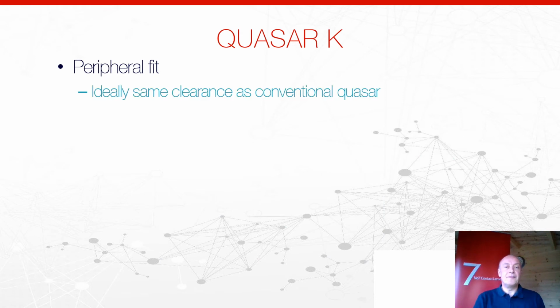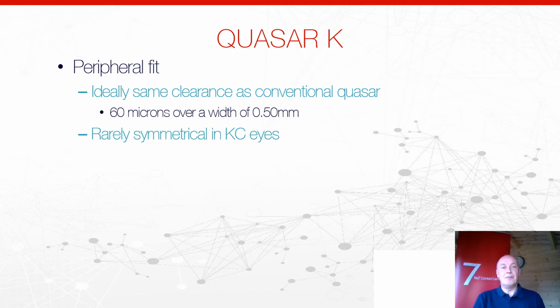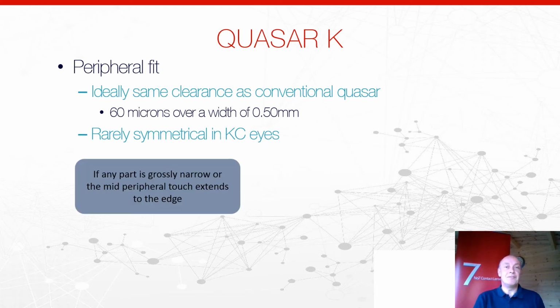Looking at the peripheral fit, again we're looking for similar kind of clearance as we would to a conventional design. So we're looking for 50 or 60 microns clearance over about ½ mm width. As always, it's very unlikely to be symmetrical with keratoconic patients, so you will see some variation and some toricity in the fluorescein pattern.